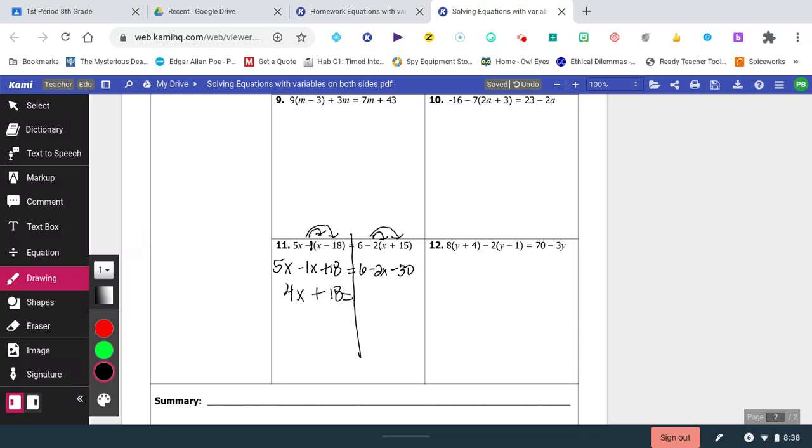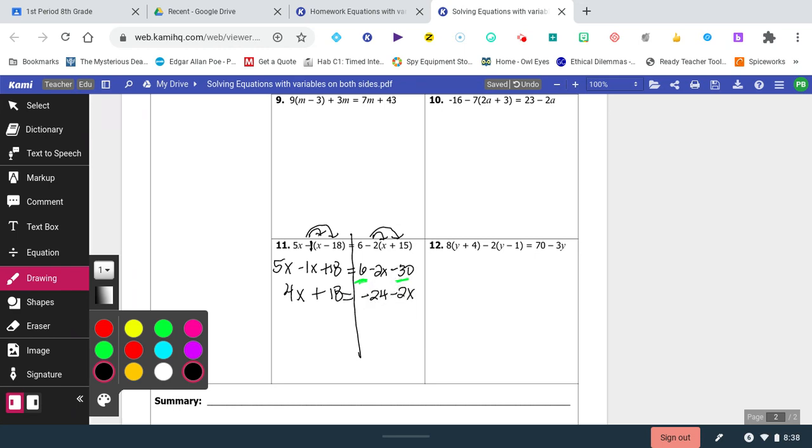And then on the right side, I see like terms. The like terms there are 6 and negative 30. There are two constants. So what is 6 minus 30? Well, that's negative 24. They're going to bring down the negative 2x.